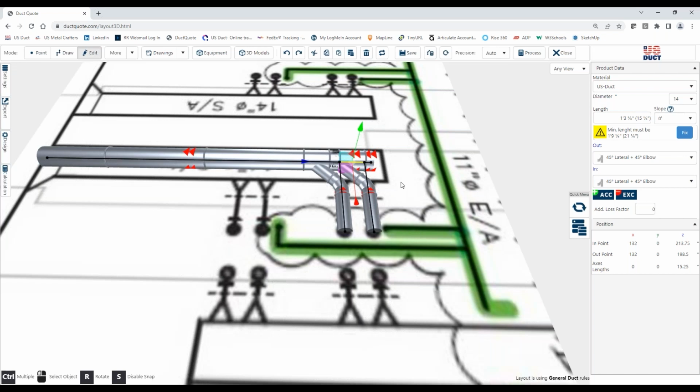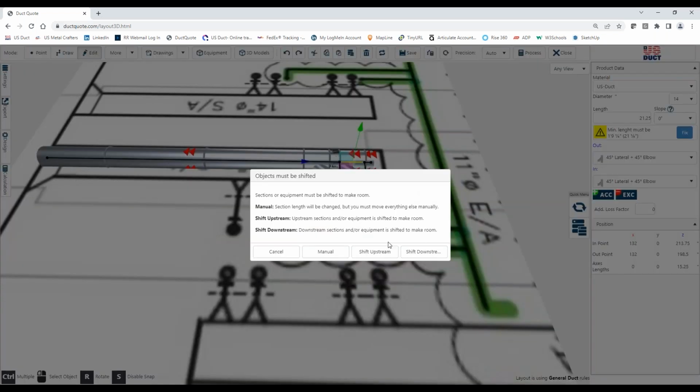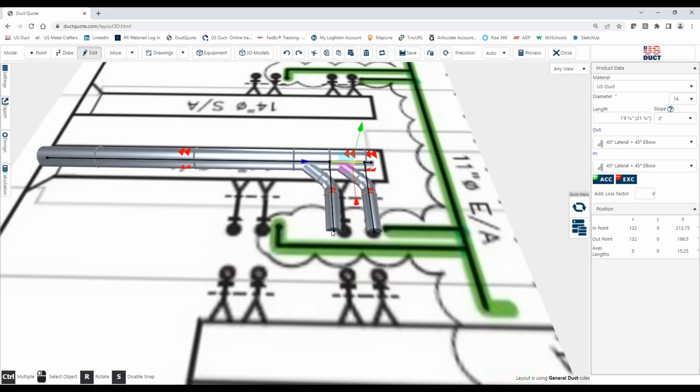So one of two things has to happen. Either they've got to move this, or they've got to have you create a manifold. In this case, it would be a 4-drop manifold. Or if we were to go to flex hose, that solves a lot of the problems. Literally, we could tell DuctQuote to, okay, fix that downstream. And with flex hose, you could certainly move that over the 6 inches that would be needed.